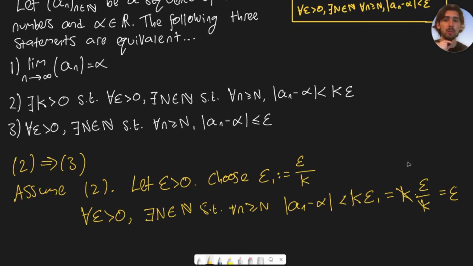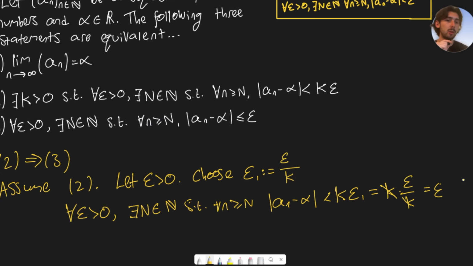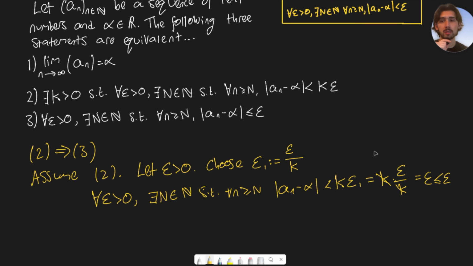Now, is it true that epsilon is less than or equal to epsilon? Because that's what statement 3 is saying. It's about the normal definition, but it's got to be that the distance between an and alpha is less than or equal to epsilon. And of course, epsilon is less than or equal to epsilon, so it is true. So statement 2 implies statement 3.